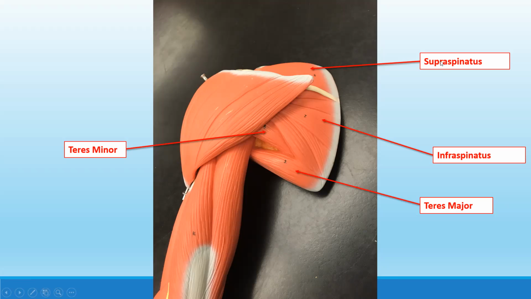The supraspinatus is one of the rotator cuff muscles. The infraspinatus is one of the rotator cuff muscles. The Teres Minor is one of the rotator cuff muscles. The Teres Major is just watching. It is not a rotator cuff muscle. And of course, there's the deltoid covering up a big portion of this.